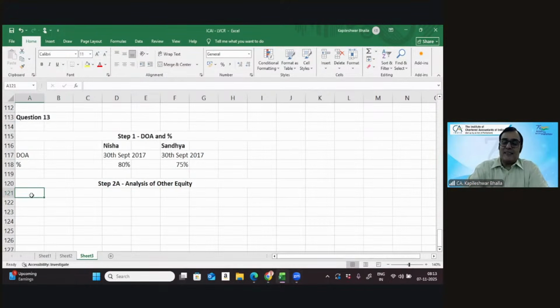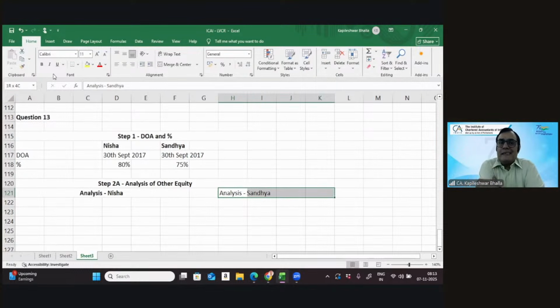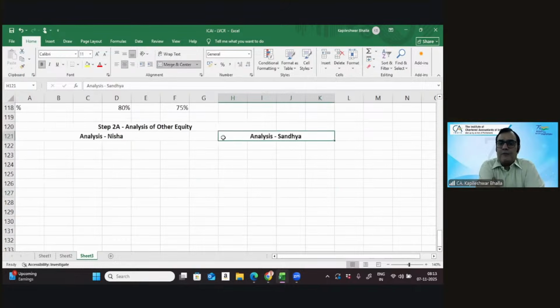So let's begin with the analysis of Nisha. We'll make two analyses. One is the analysis of Nisha. Let's create the columns. And let's also consider the analysis of Sandhya. So let's organize the pre and the post acquisition as well.